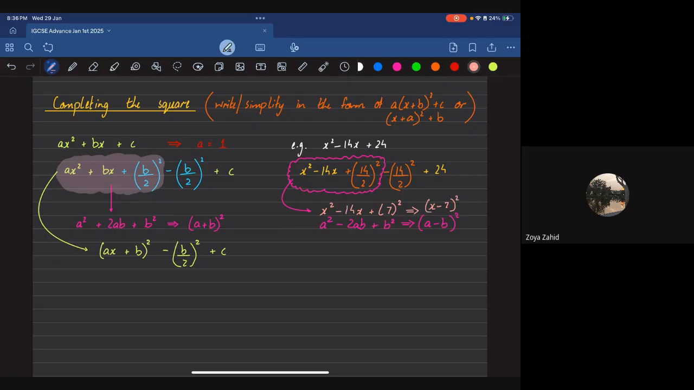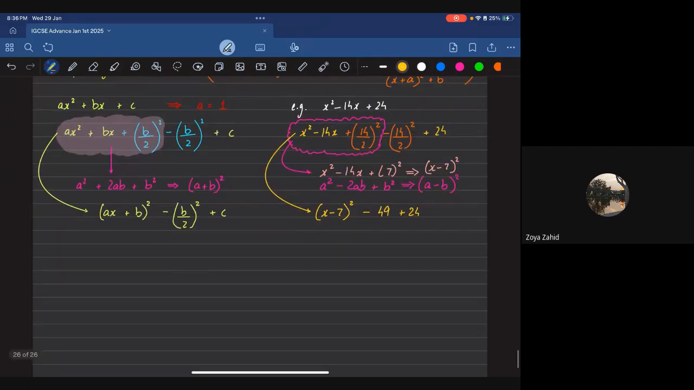And now what is going to happen? Now I can simply rewrite just this part as (x minus 7) whole squared, and the rest is going to follow as it is: minus (14 over 2) whole squared plus 24. So that is going to be minus 49 plus 24, and you're going to simplify this by writing it down as (x minus 7) whole squared minus 25.